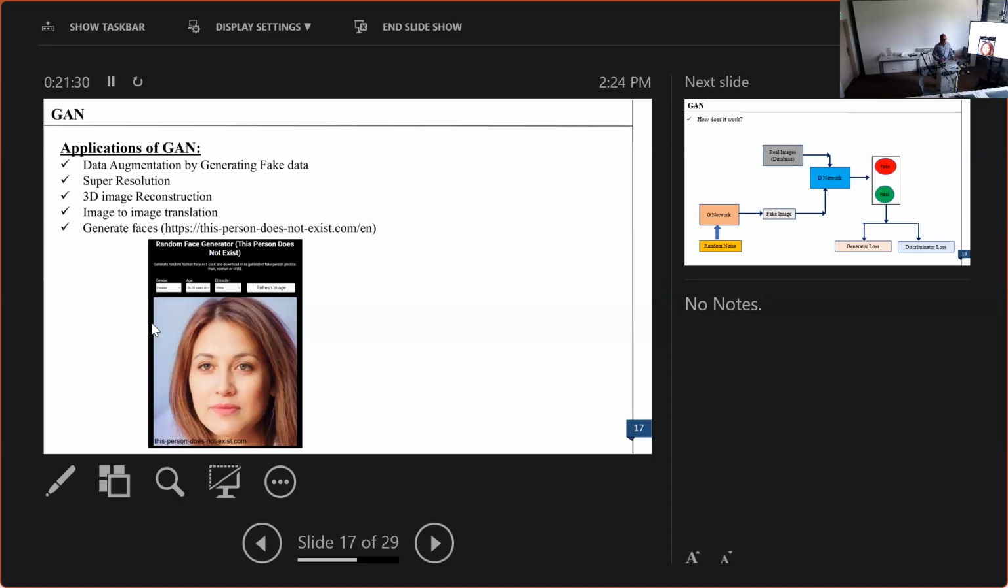And as I mentioned, we can use GAN to generate faces. For example, we have a site here, which is this person doesn't exist. This pretty face actually does not exist. It is a fake face. You can just set some parameters and that site can generate that face. And they are using GAN.